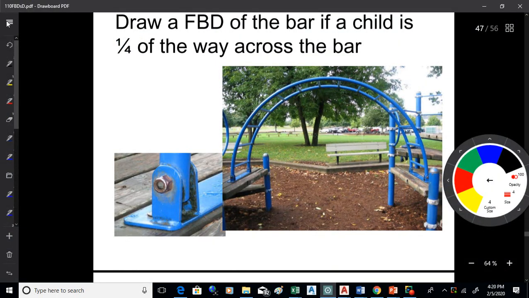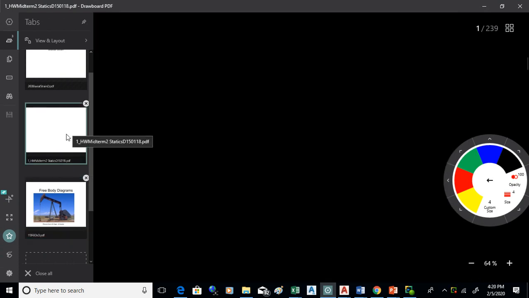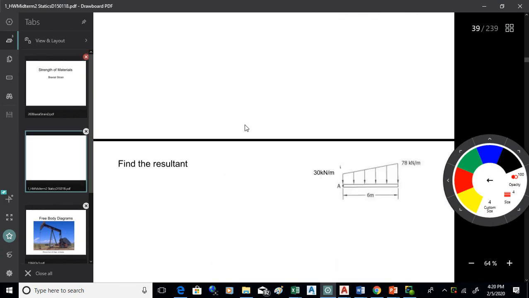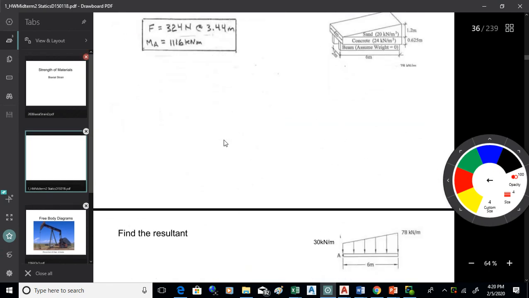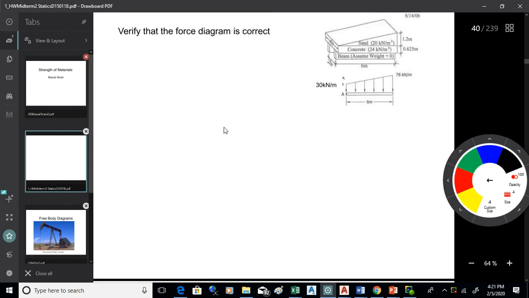So let's have a look at a couple of these problems that are coming due. There we go. Okay, the first one is two parts. So let's start on the second part of this one, okay? So this is number 241. I put this part down on the bottom here, but let's start with this one.